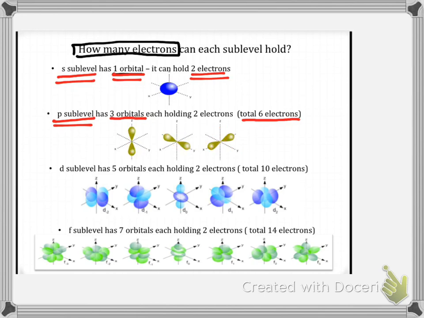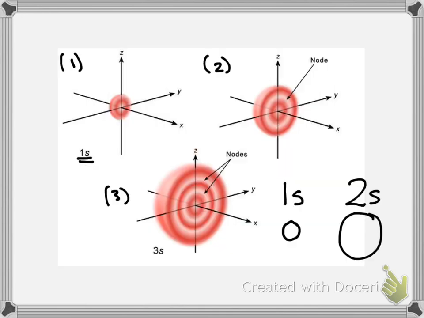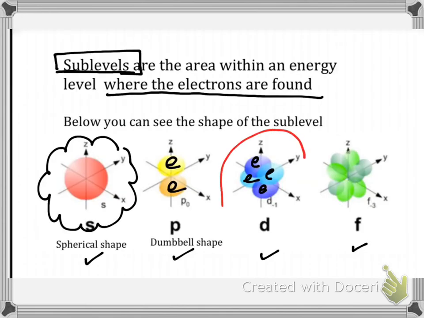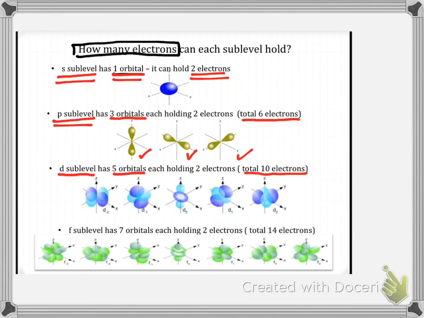This is called an orbital. We have 3 orbitals for the P. The D sublevel has 5 orbitals. It can hold 10 electrons. So you remember the D shape I showed you here? It comes in 5 different ways. 1, 2, 3, 4, 5. Each one can hold 2 electrons, total 10. The F sublevel has 7 orbitals, which can hold a total of 14 electrons. Make sure you copy this into your notebook. You can make a table if you like.